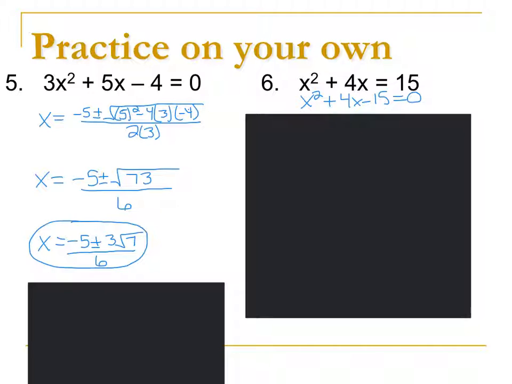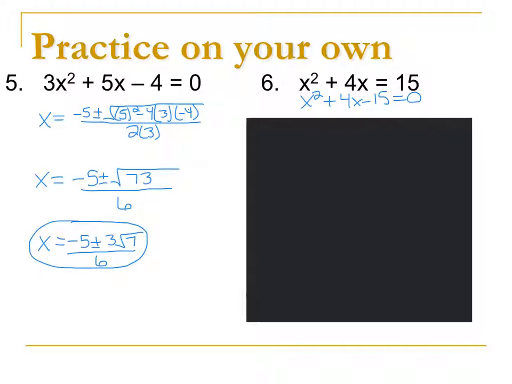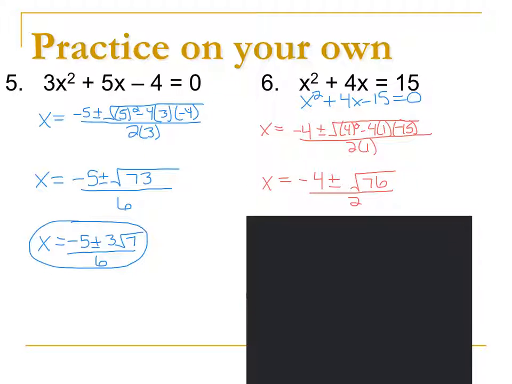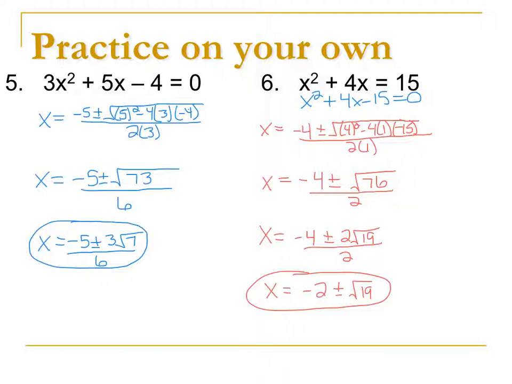And the second one, number 6, put in standard form, you end up getting a discriminant that's 76. There is a perfect square factor of 76. It would be 4 times 19, so that ends up being negative 4 plus or minus 2 times the square root of 19 over 2. And because the 4 and 2 as the numerators can be reduced with the 2 on the denominator, you can actually go ahead and reduce that, and you end up with negative 2 plus or minus the square root of 19 for a final answer.